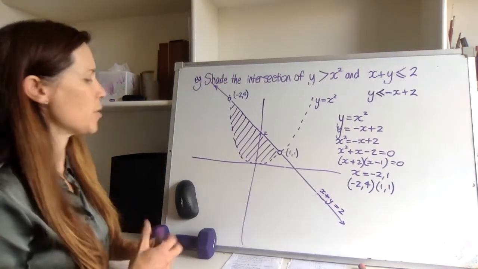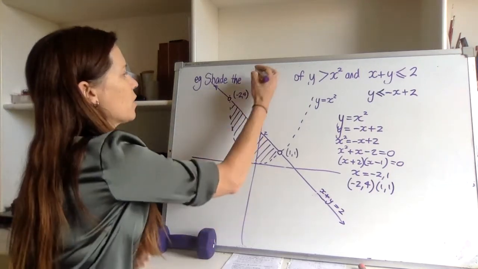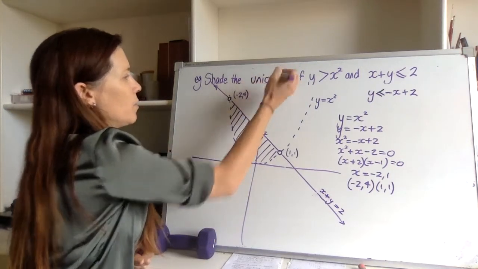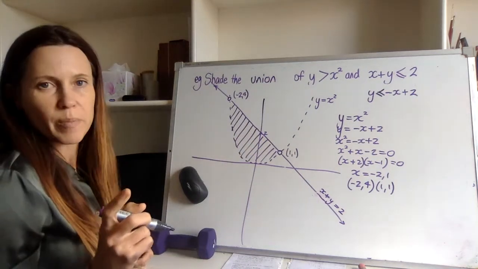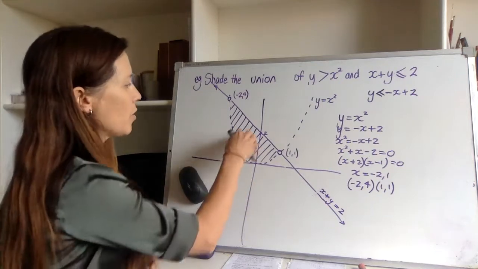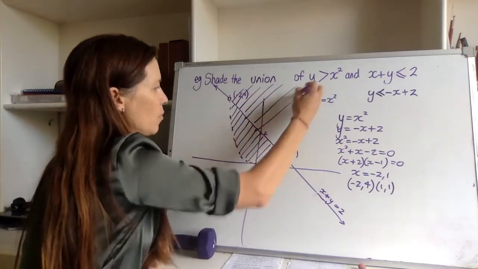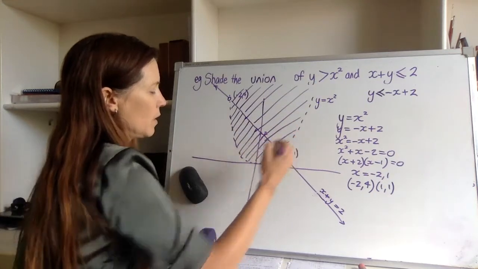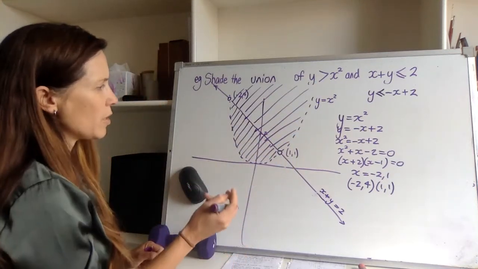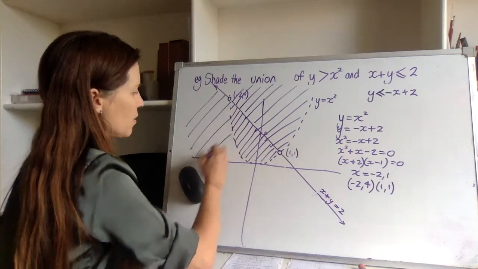Now let's think how this would have changed if instead of graphing the intersection, we'd been asked to graph the union of these. Well, the union means anything that we've graphed has to be part of the union. So all of this section up here, which is above the parabola, we need to graph. And then we also need to shade everything that's actually below the line. So that means we need to shade all of this.